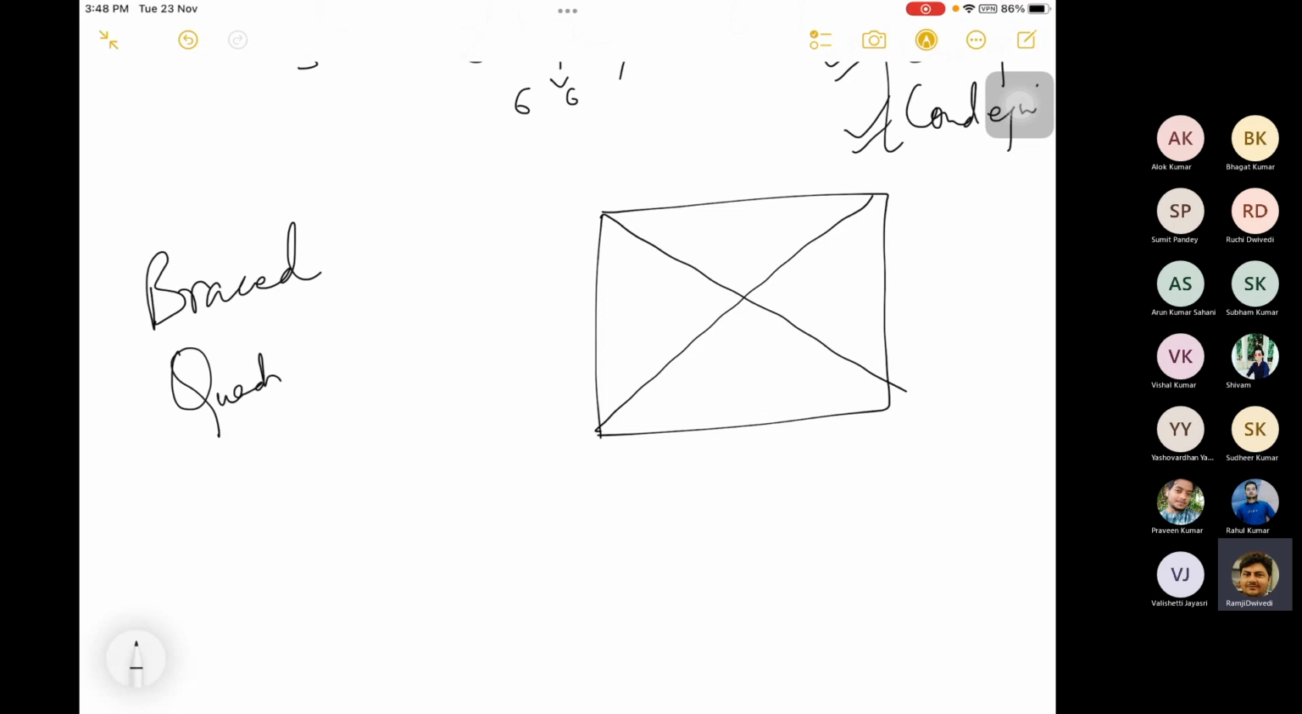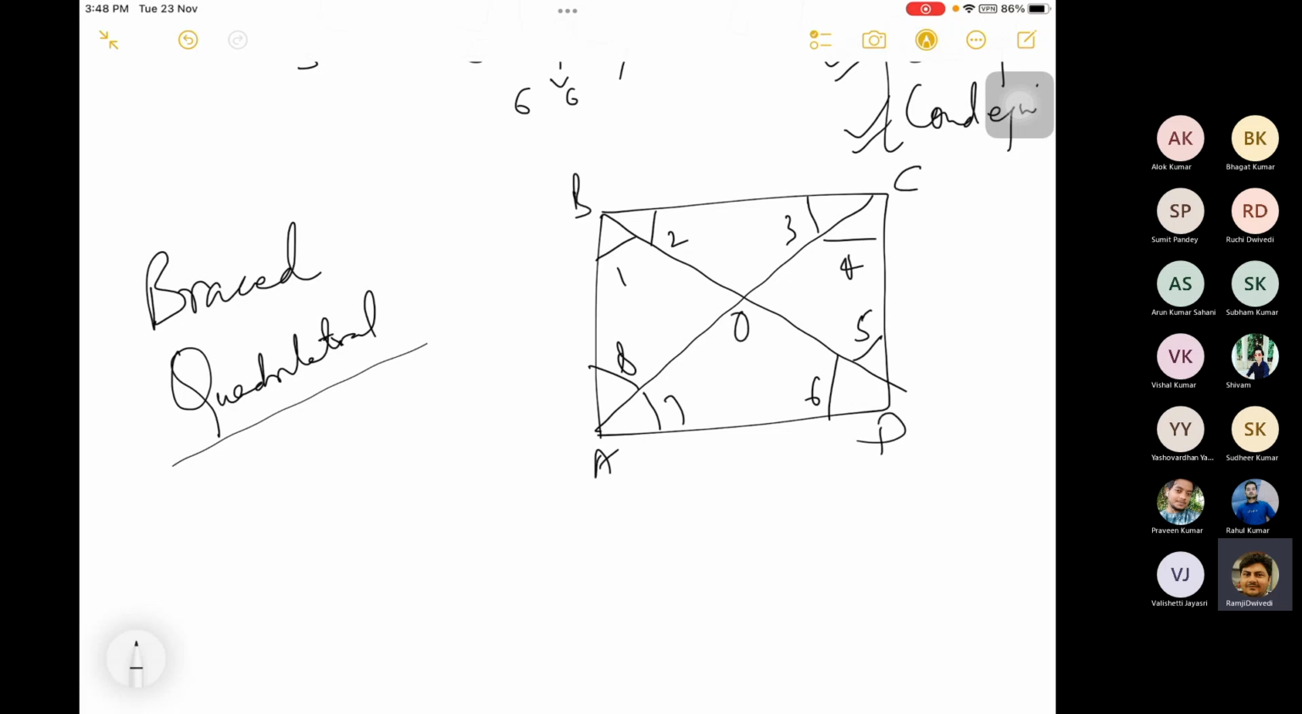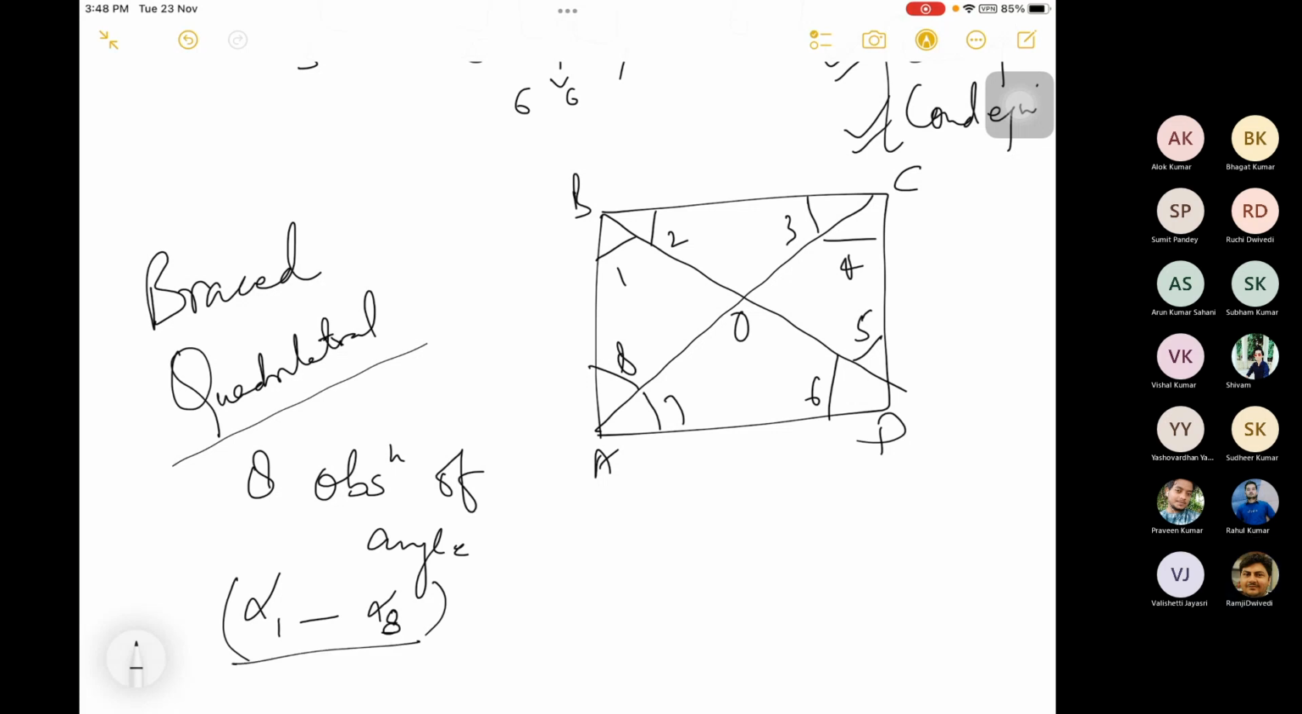Now you need to understand what the properties of a braced quadrilateral are that you can use. 1, 2, 3, 4, 5, 6, 7, 8, A, B, C, D, then this O. So in the case of a braced quadrilateral, 8 observations of angles are given, from alpha 1 to alpha 8. You consider 1, 2, 3, 4 as alpha 1 and alpha 2. These are all alphas, okay, internal angles.